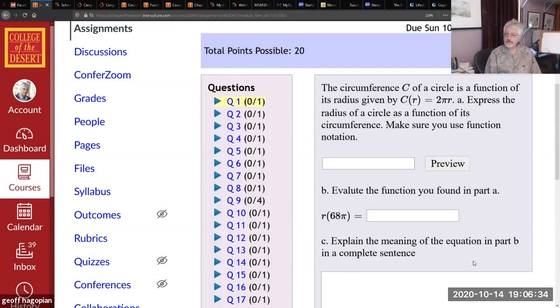Okay, that's memorable. How are we doing? All right. So express the radius of the circle as a function of its circumference. Okay, so let's do that.